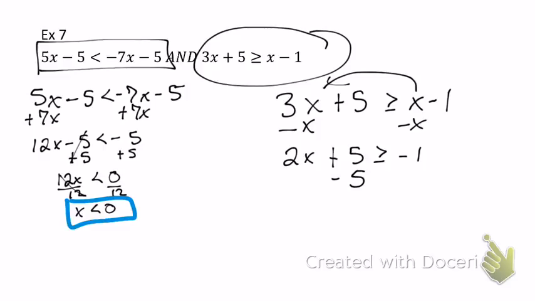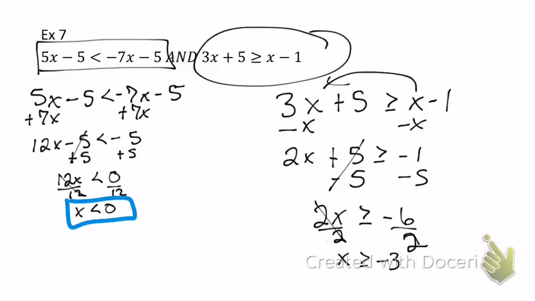I'm going to subtract 5 on each side to get rid of the plus 5. 5 minus 5 would be 0. We've got 2x greater than or equal to negative 6. And finish by dividing by 2 to undo times 2. We're left with x is greater than or equal to negative 3. So that's going to be my red equation.